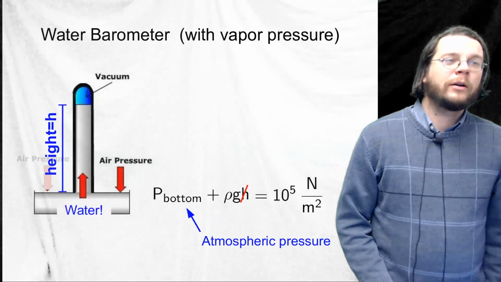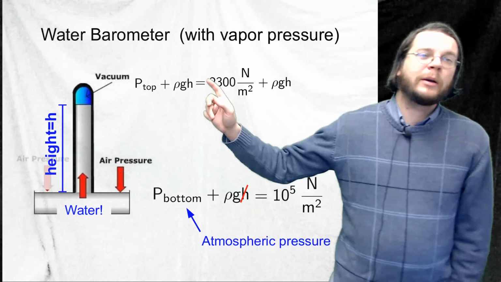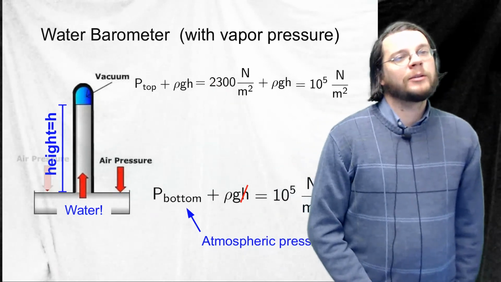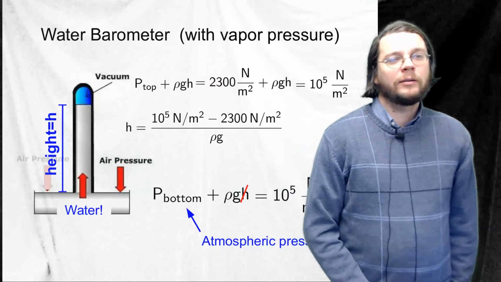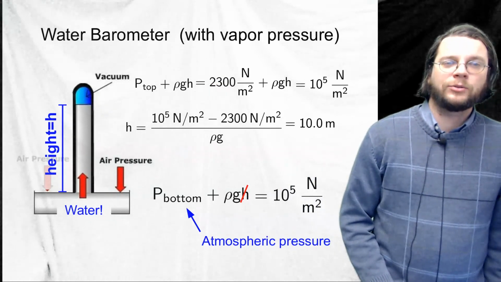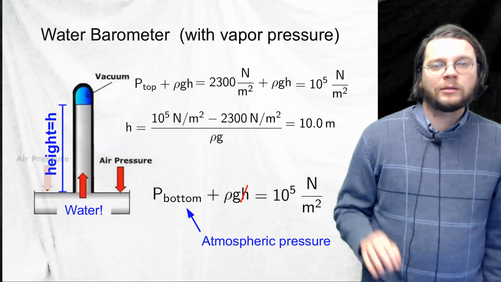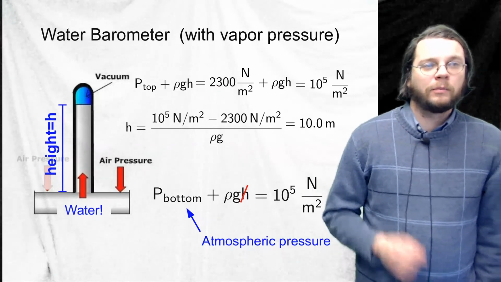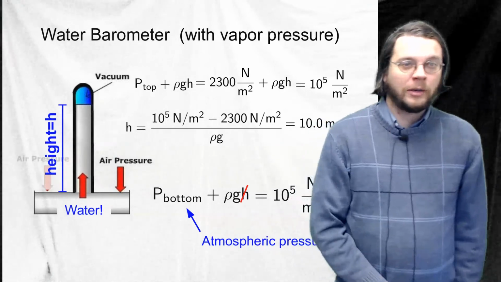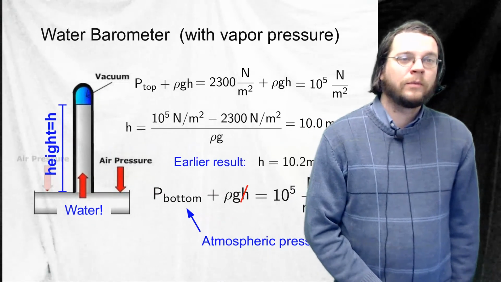So you get the same thing as before. But with water, you might get something slightly different. The pressure at the top is now 2,300 pascals. And so when you solve for that, you have to subtract these two things. You get slightly less, closer to 10 instead of 10.2, something like that. So it is a small effect, but I believe in some of the homework questions you have to think about this.